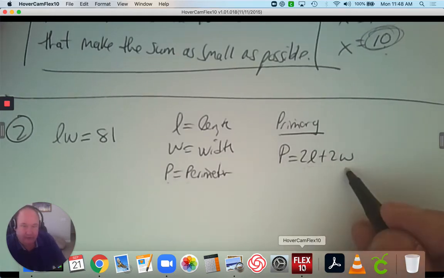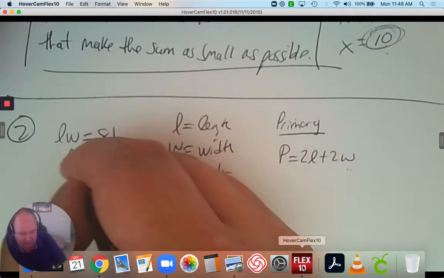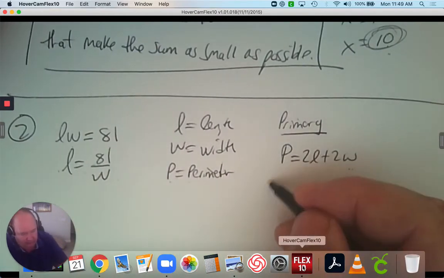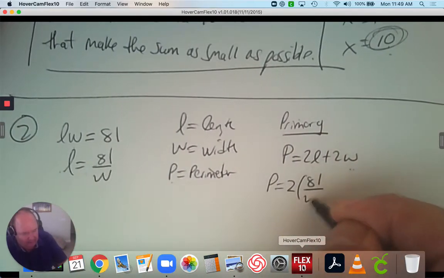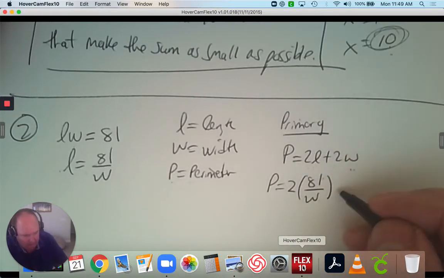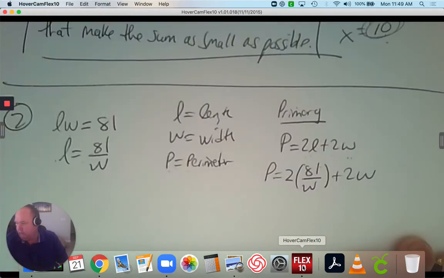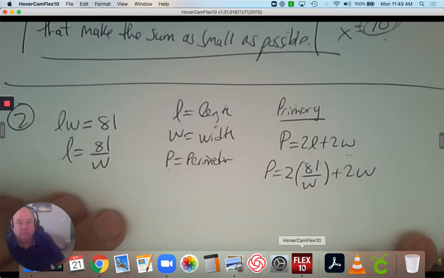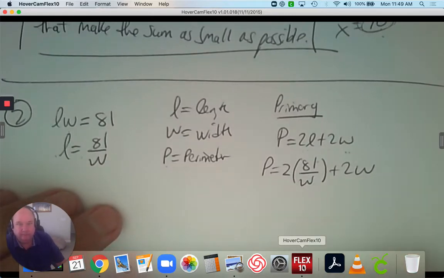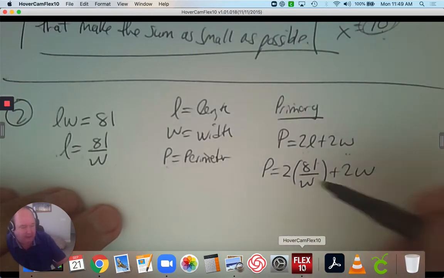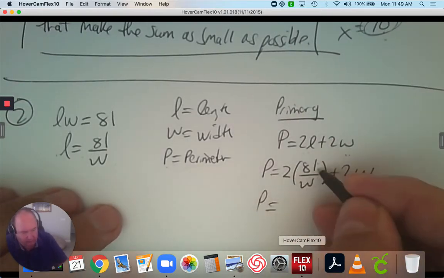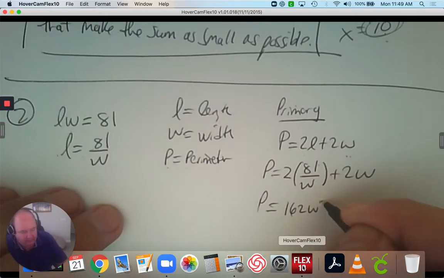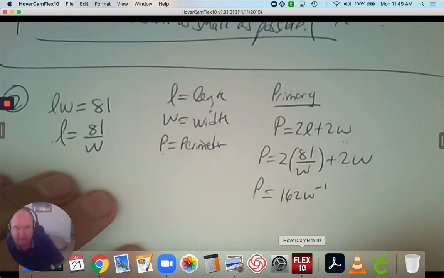Now I have too many variables. So I'm going to come back here. You have a choice. I'm going to solve for L. You could also solve for W and know what L equals. So I'm going to come back here, and where there's an L, I'm going to put in 81 over W. So I only have one variable when I take the derivative. So next, I'm going to simplify it and then take the derivative. So 2 times 81 is 162. And I'm going to write that as W to the negative 1 so that I can do the calculus.